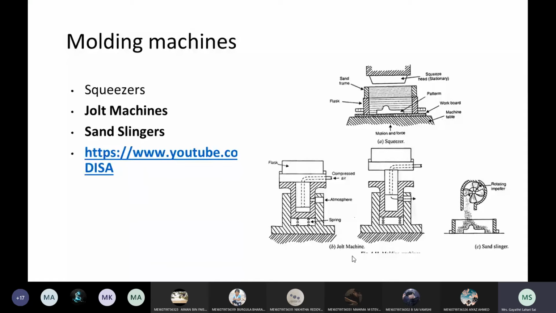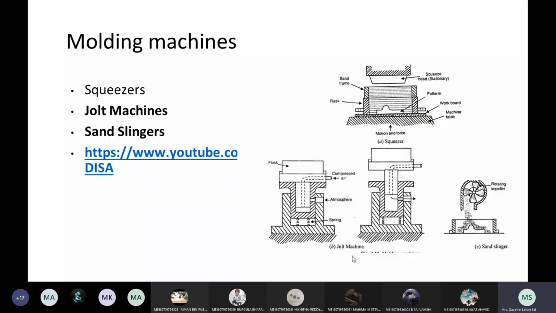So these molding machines are used for ramming the sand uniformly. There are three machines: squeezers, jolt machines, and sand slingers. Okay, the three are of different varieties. Sometimes you can use a combination of squeeze plus jolt, a jolt squeezer machine. Sometimes they use only a jolt machine. Now we will see what these squeezers are.